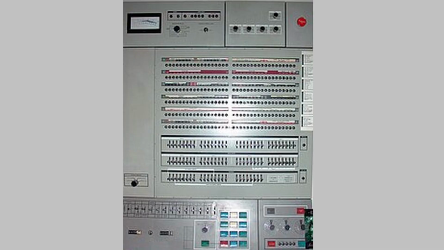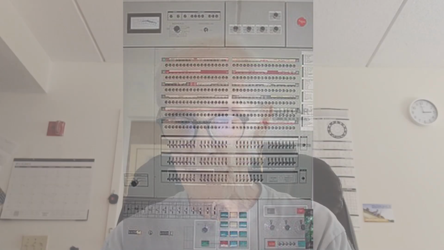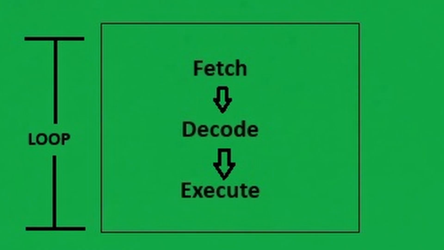So what happens next? Every processor, whether it's an IBM System 360, a modern desktop computer, or the phone in your pocket, repeats the same three steps over and over and over again. Step 1, fetch. The CPU goes to memory and fetches, or retrieves, the next instruction. Think of it as picking up the next line of a recipe.